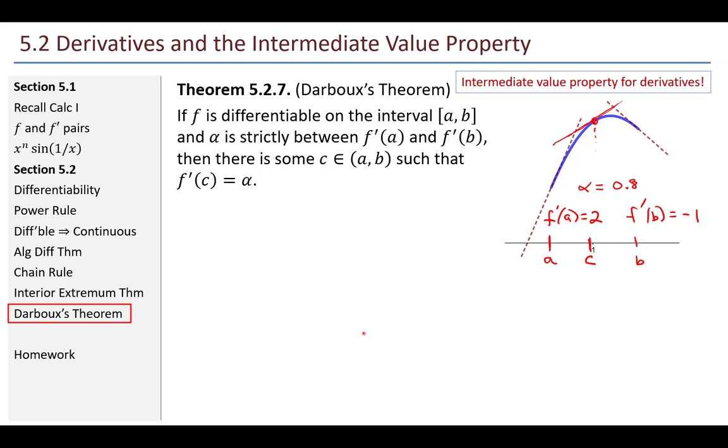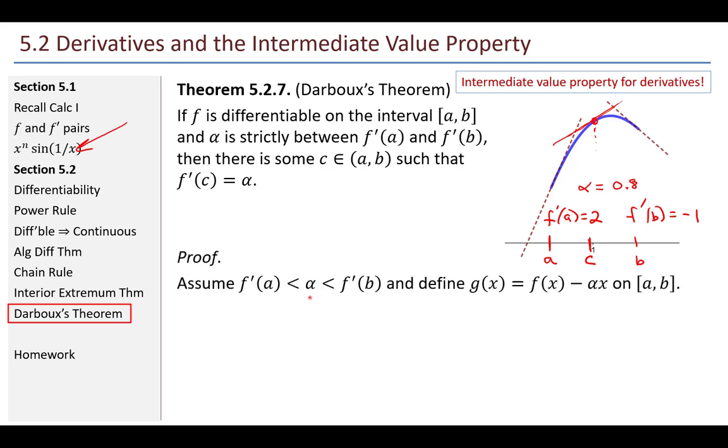This is really an intermediate value property for derivatives. Now we saw in 5.1 that there was a function where the derivative was not continuous. This is really interesting. I know that my derivatives might not be continuous, but even though they might not be continuous, they still have this intermediate value property. That's a little interesting. And here's a proof for that.